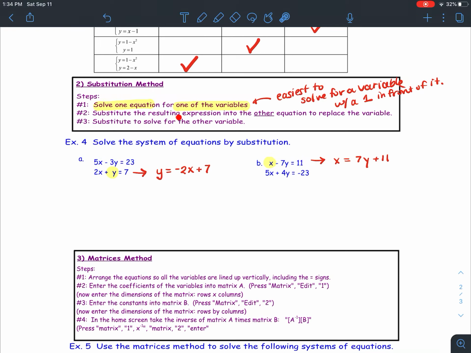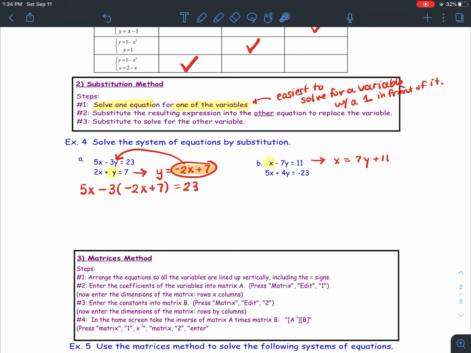It says substitute the resulting expression into the other equation to replace the variable. So here's what we're saying. We're saying that y is equal to -2x plus 7. So we should take this -2x plus 7 and we should substitute that expression into the top equation exactly in the spot where the y is. And here's what that does for us. It gives us an equation that now only has one type of variable.